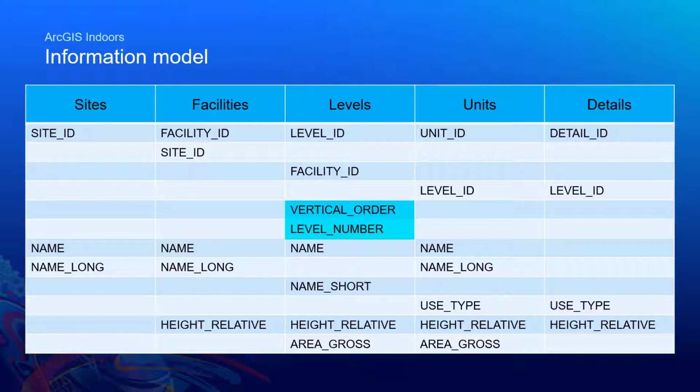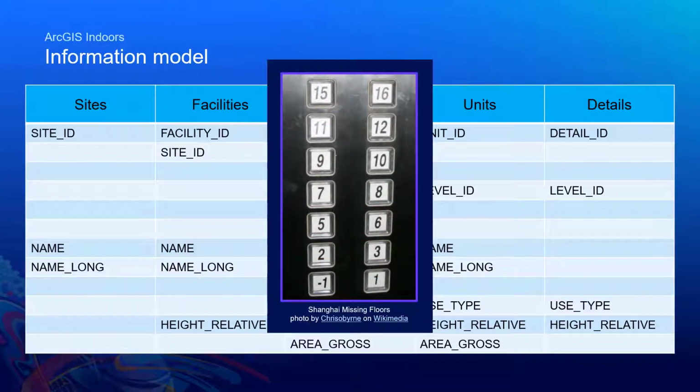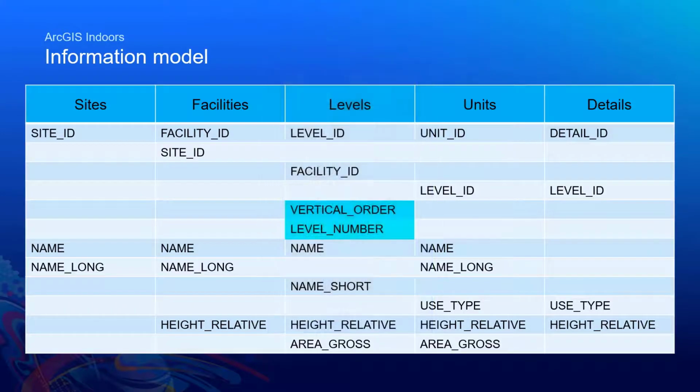On the other hand, values in the level number field can be unique to each facility and may not be consecutive. In fact, some taller buildings may not have certain floor numbers that some people consider unlucky. Consider this elevator in Shanghai that's missing floor numbers 4, 13, and 14. So, when our code needs to do some calculation involving level numbers, such as determining how many elevator stops there are between two levels, we'll want to make sure to use the vertical order field.